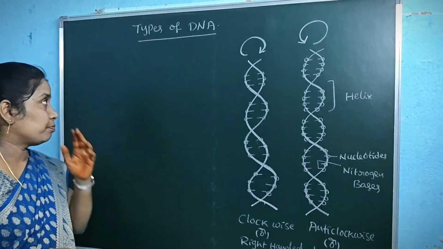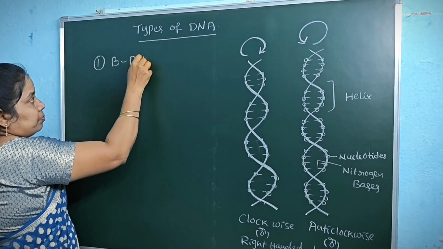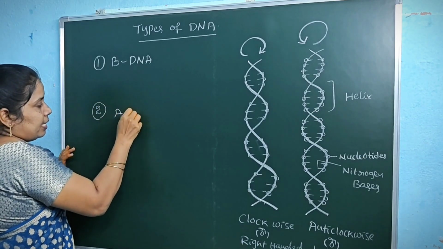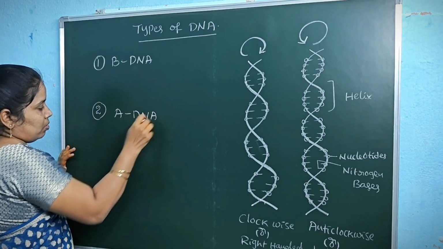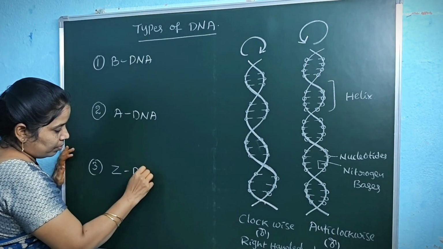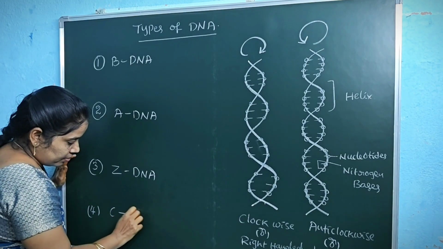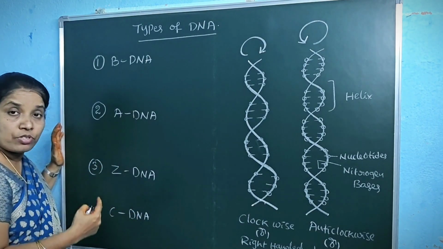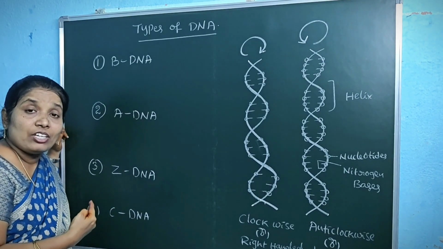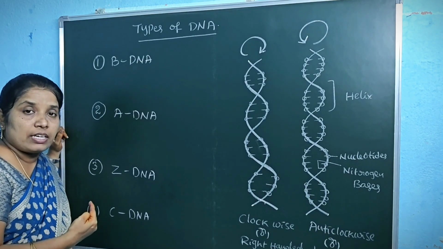Let's see one by one. First one is bDNA. Second one is aDNA. Third one is zDNA. And last one is cDNA. These are the four types of DNA molecules, produced due to the conformational change in their nucleotide sequences. Okay, so let's see one by one.